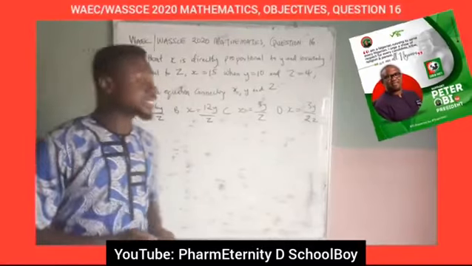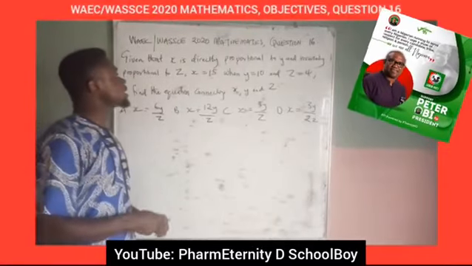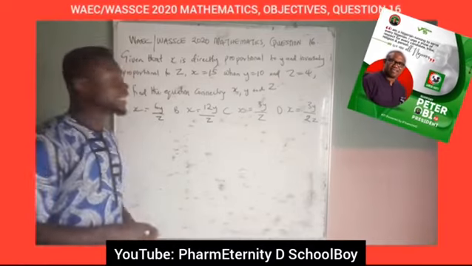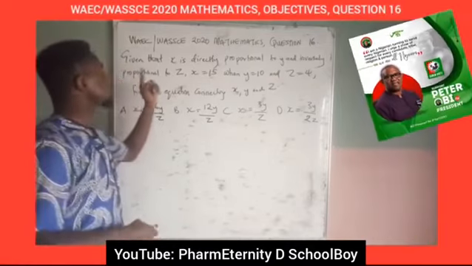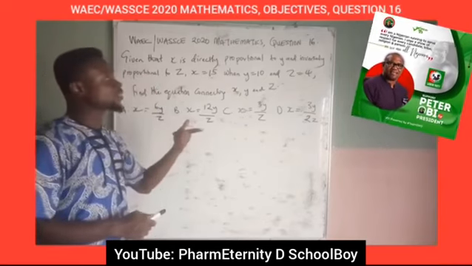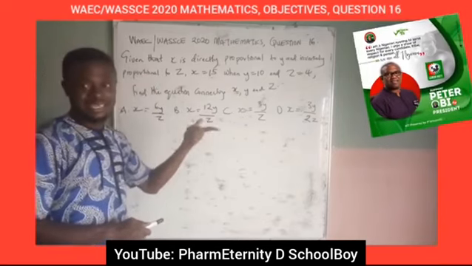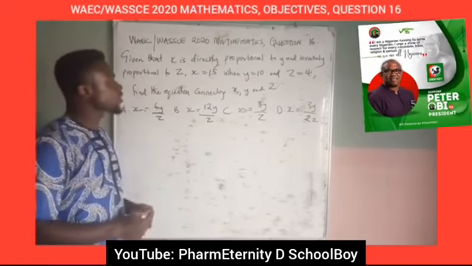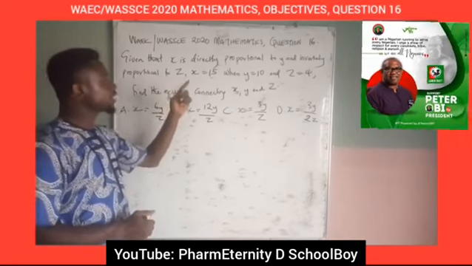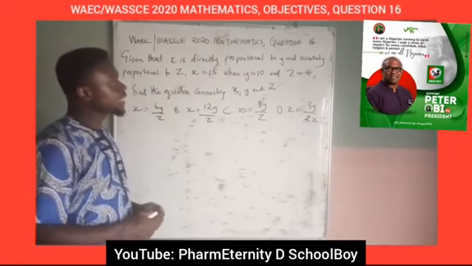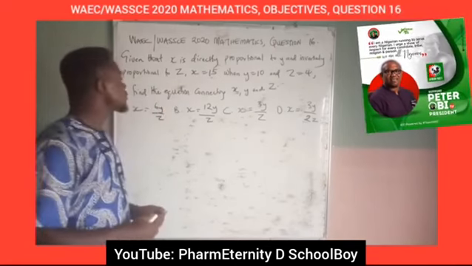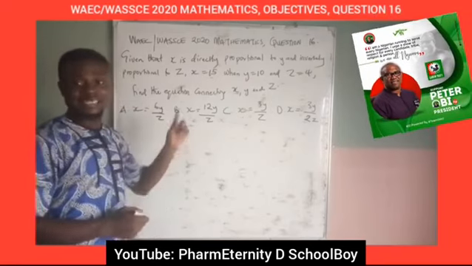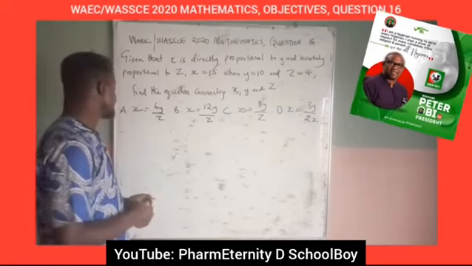Today we are going to take a look at WAEC WASSCE 2020 Mathematics, question 16. The question says, given that x is directly proportional to y and inversely proportional to z, x is 15 when y is 10 and z is 4. Find the equation connecting x, y, and z.